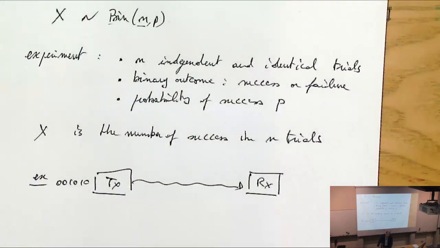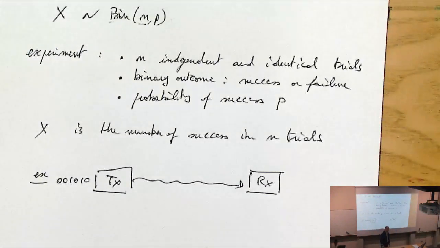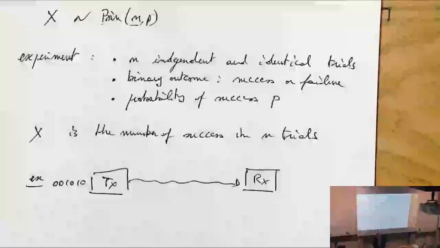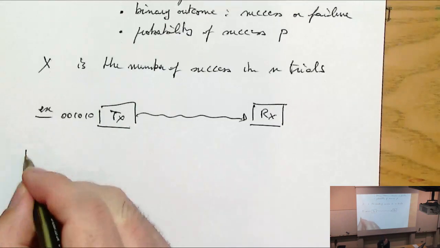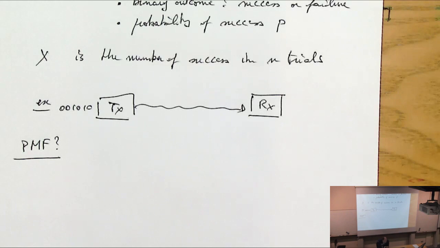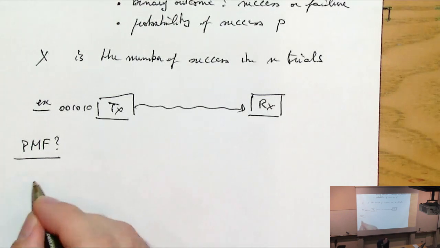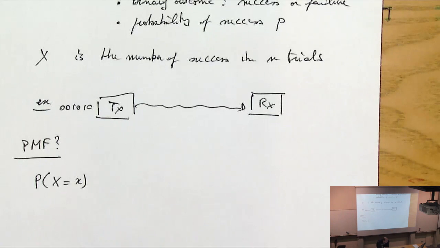Okay, so this is an example where this is binomial: you have a communication system, you transmit bits 0, 1, and what you're looking at is success or failure. Success is that your bit is correctly decoded. So the question here is, what is the probability mass function? In other words, what's the probability that I have, for instance, X successes out of n trials? How can we compute this?